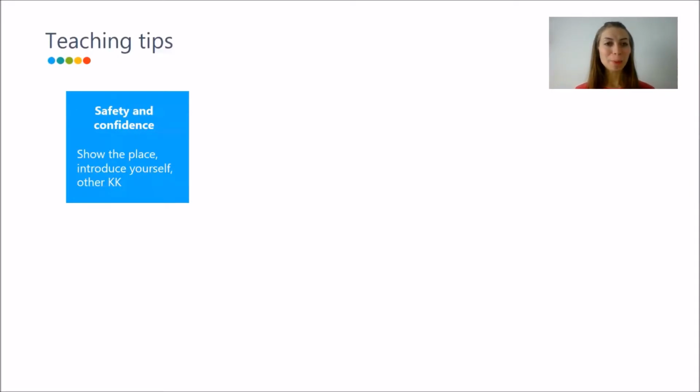So when you have especially newcomers in your group, it's better to show them the place, introduce yourself, of course, say hello at least, and introduce the other kids before you start your lesson. Of course, it is possible only when these kids come to your lesson a little bit earlier, maybe by 5 minutes. This is important to build their safety and confidence.